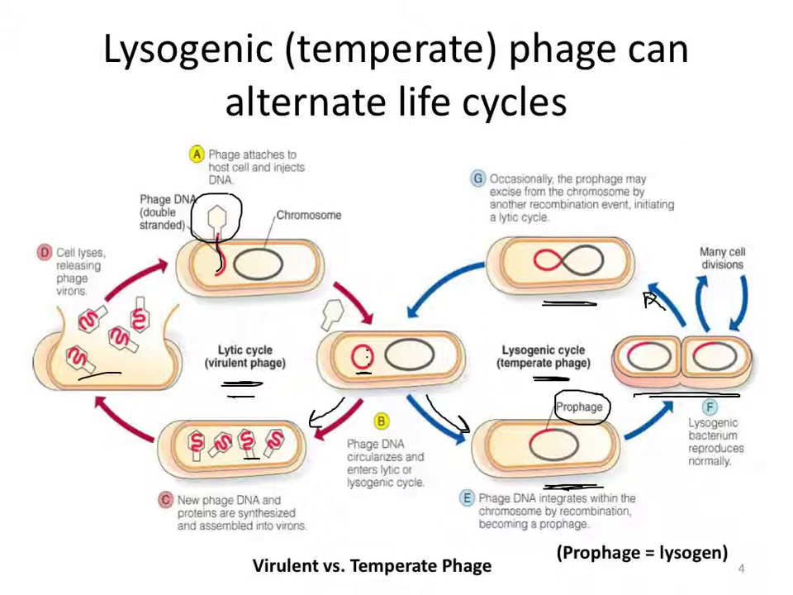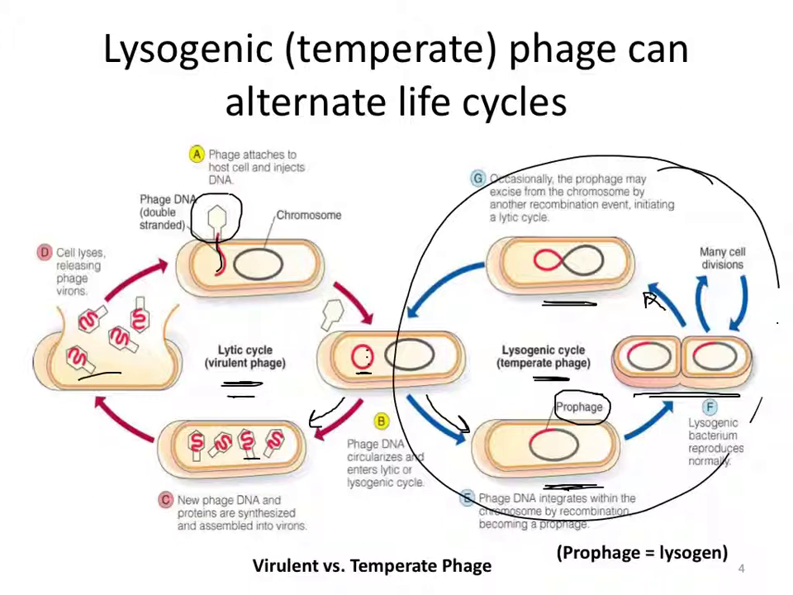Now, the process of specialized transduction depends on this process occurring. So specialized transduction can only occur when you have infection by lysogenic, also known as temperate, phage.